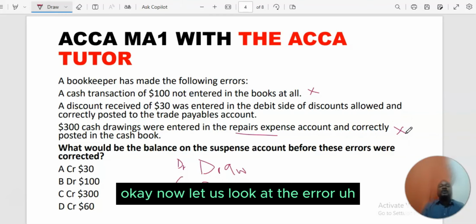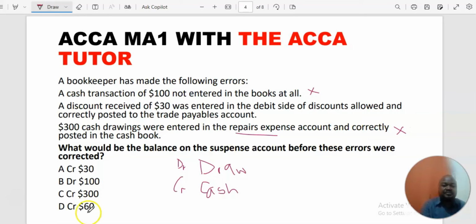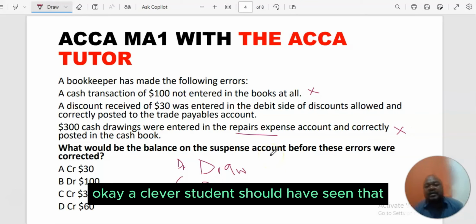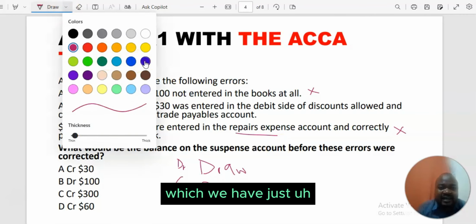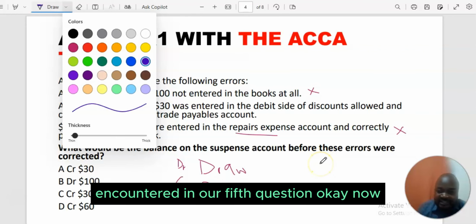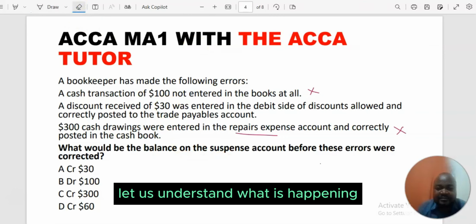Okay, now let us look at the error relating to discount received. Okay, a clever student should have seen that this particular error is similar to the error which we have just encountered in our first question. Okay, now let us understand what is happening.